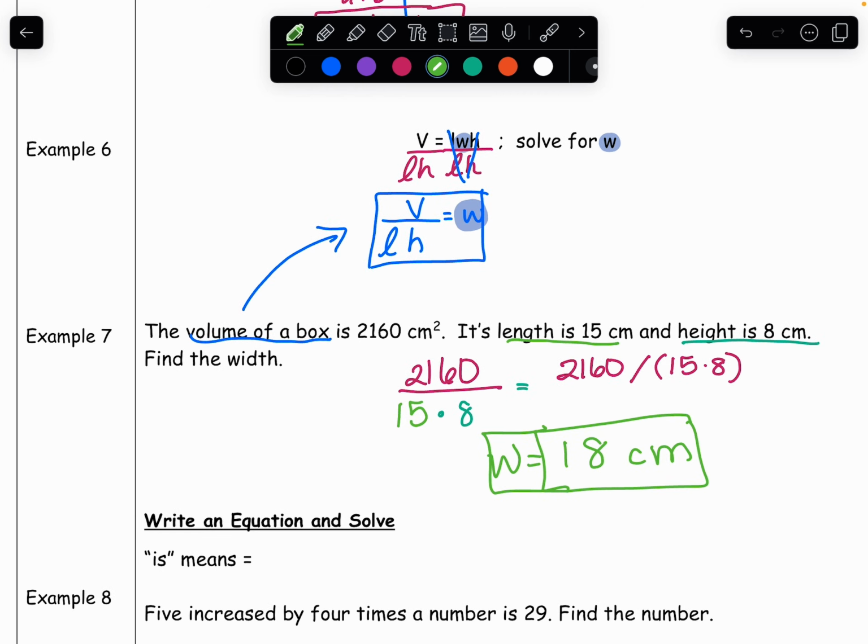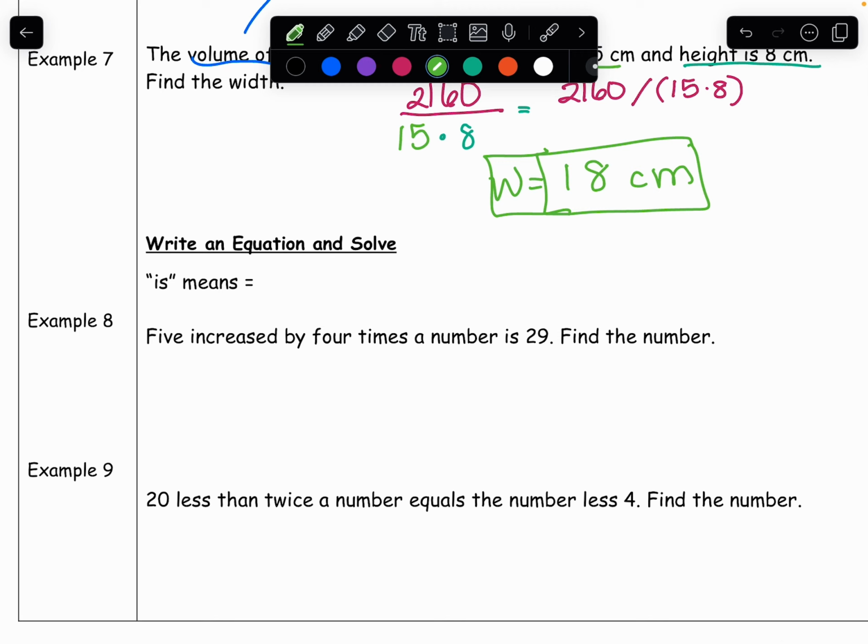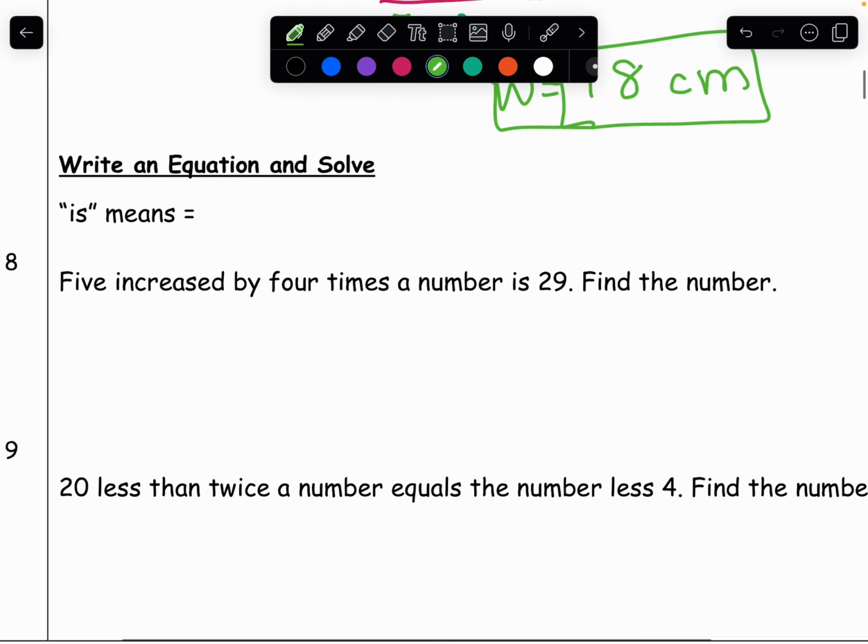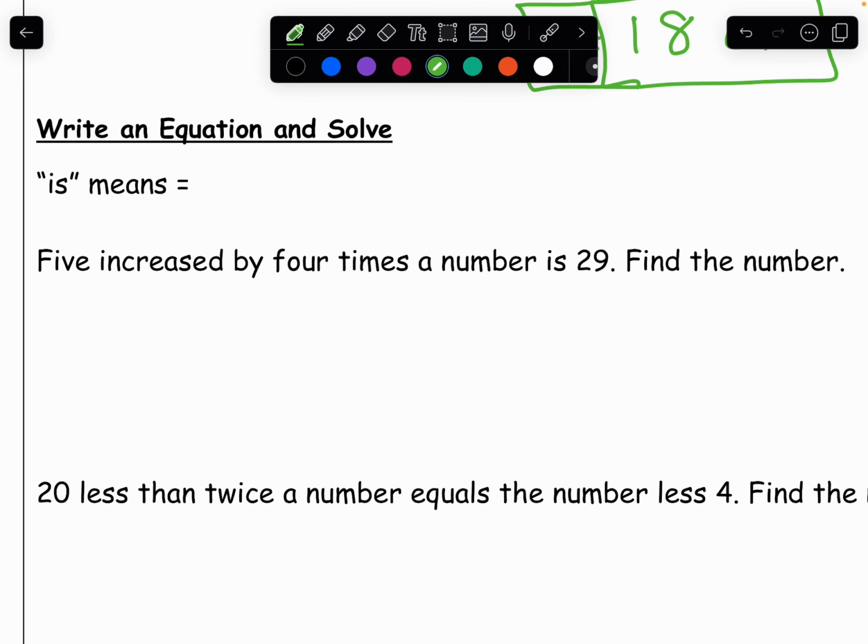Okay, so done with section 2, going to section 3. We're going to be writing an equation and solving. So this is taking written words, turning them into an equation, and then based on that equation, solving for our variable. The best way to do this is to read it out loud first, or read it in your head. You do need to remember that "is" means equals.